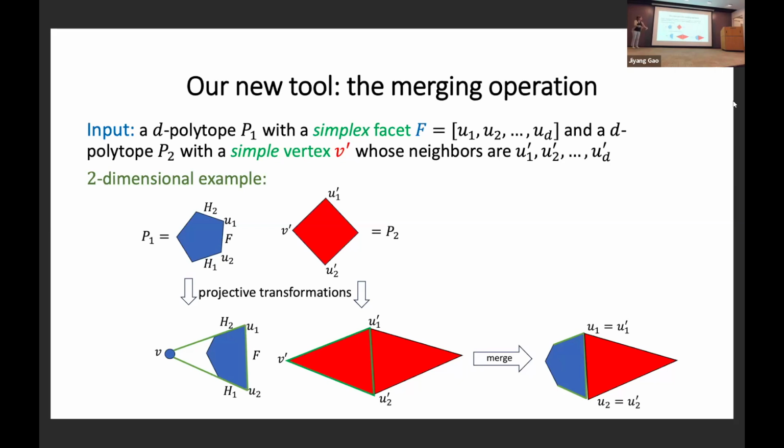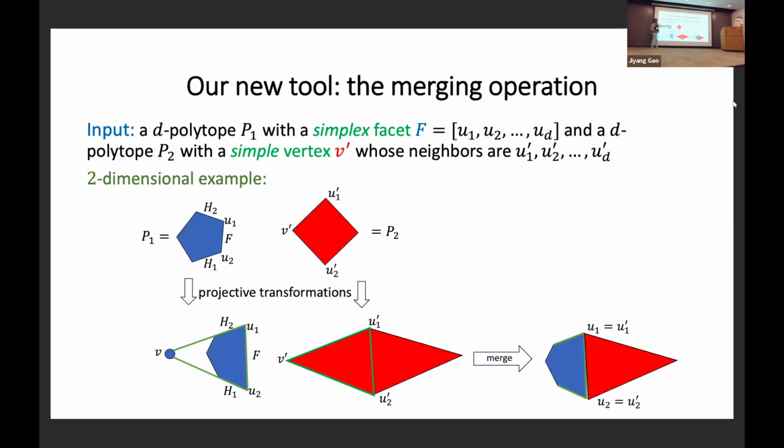Okay, so to apply that merging operation, first of all, I need to do some preparation. I need to make sure that F is very large compared to the rest of my polytope. What do I mean by that? First of all, I'm applying some projective transformation to my P1 that makes sure that the following happens. F is a simplex facet, so it has exactly d adjacent facets, which I'm going to denote by h1 up to hd. The goal of my projective transformation is to make sure that the affine hull of F and the neighboring facets form a simplex. Usually this simplex goes this way. The goal is to make sure that it goes there.